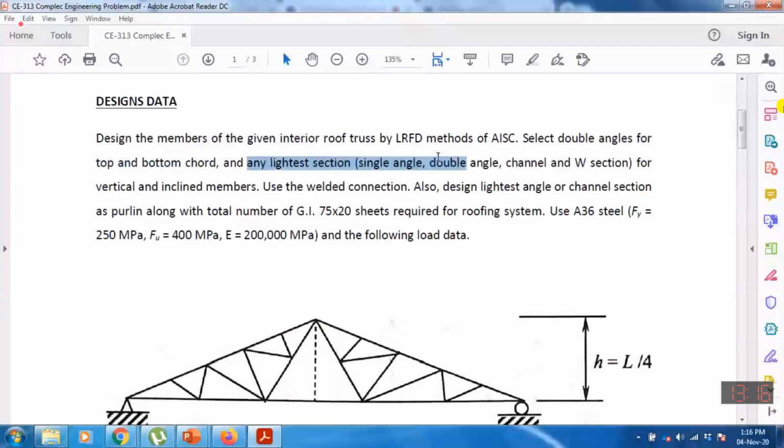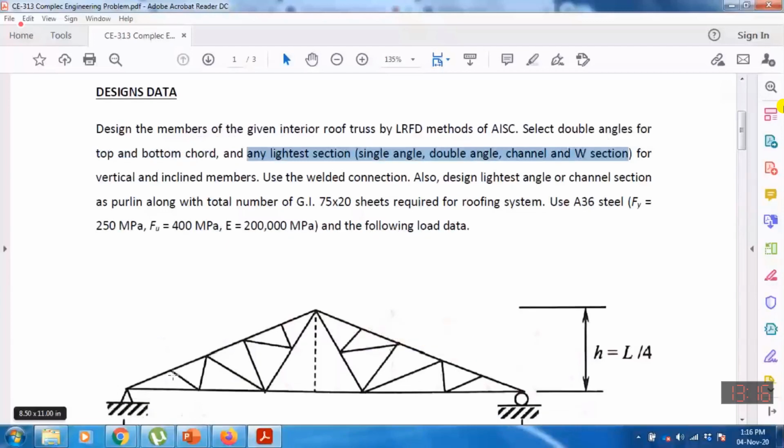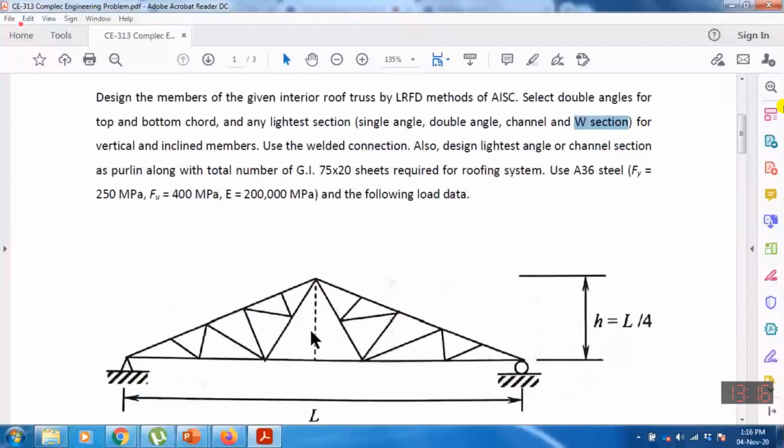For the interior members, for example diagonal members 1, 2, 3, 4, 5, 6, you will select the lightest section among single angle, double angle, channel or W section, whichever will be the lightest. Okay, please do not use W. I will delete this. The W section will not be used for the interior panel, because if we provide a W section, we need to provide two gusset plates. So you have to select the lightest section among the single angle, double angle and channel.